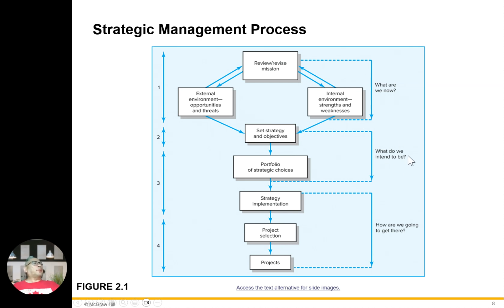What we intend to be? How are we going to get there? This is 3 steps. What are we now? What do we need to intend to be? How are we going to get there?